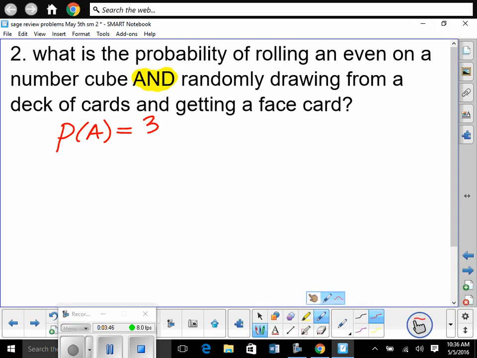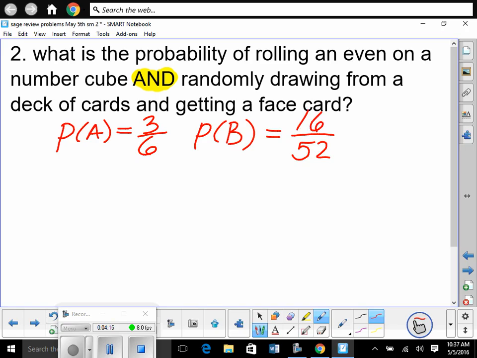Okay. Now the probability of event B says randomly drawing from a deck of cards and getting a face card. So how many face cards are in a deck of cards? First of all, how many total cards are in a deck of cards? 52. And then how many face cards? Remember there's 4 suits, right? Diamonds, hearts, clovers, clubs, right? So there's 16 because there's 4 face cards per suit. So that's 16 face cards. Isn't a face card like a jack or something? Oh, yeah. Or an ace, right? Yeah, good. So it's good to remember that.